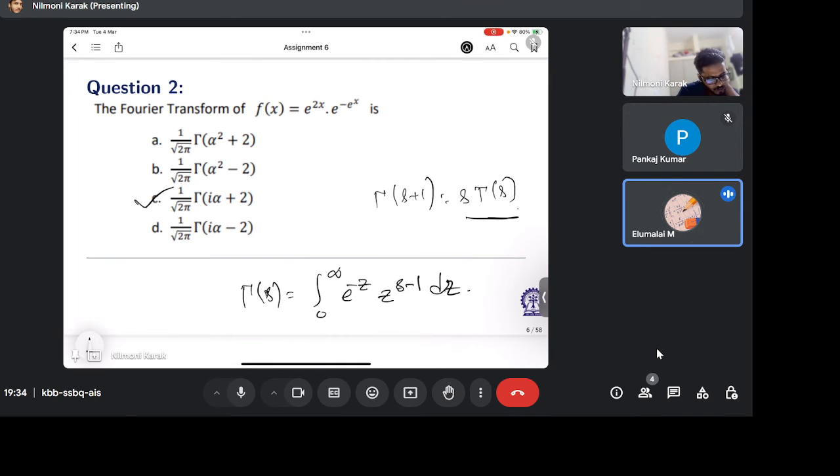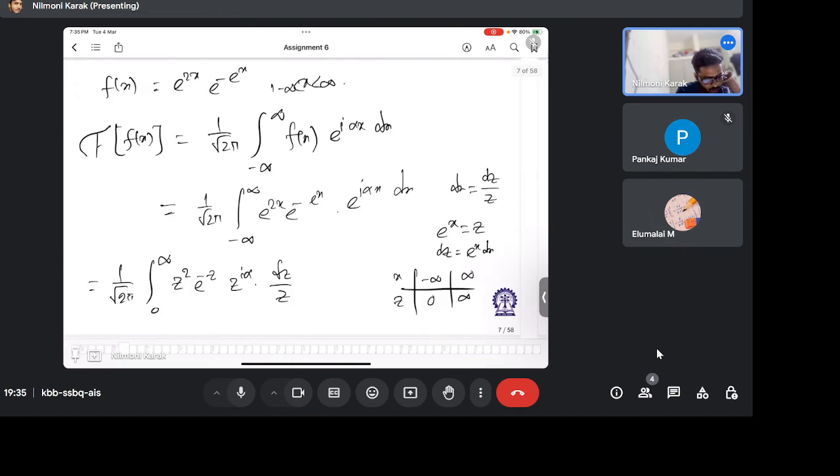I think I faced some assignment problem. There is an error. I think it is the same one, but they have given e power minus 2x, and the option is not there. That's why I'm asking. If you remember, then I think the plus minus is mismatched. Yeah, that's fine.